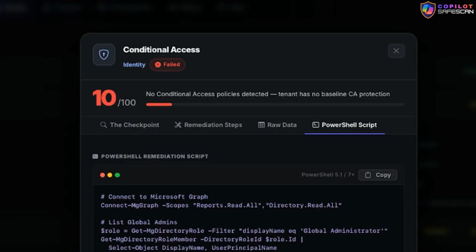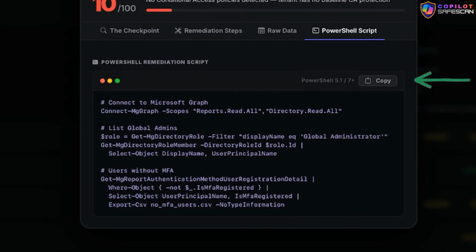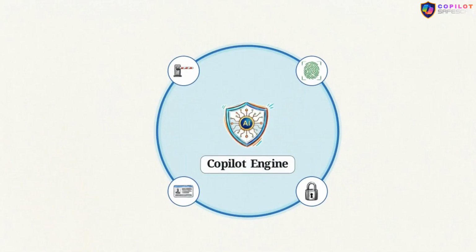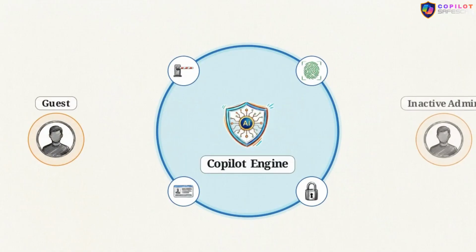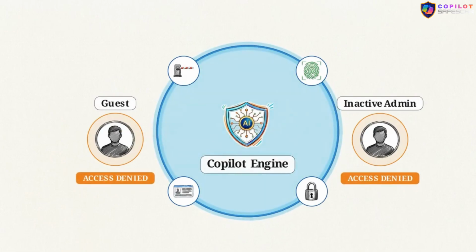You don't have to build these checks from scratch. SafeScan provides a pre-written PowerShell script for each checkpoint. You can run this directly in your environment to instantly list users bypassing your conditional access rules. By locking down these 4 identity steps, you ensure that even if a legacy guest account or an inactive admin profile is compromised, they cannot weaponize Copilot against your network.